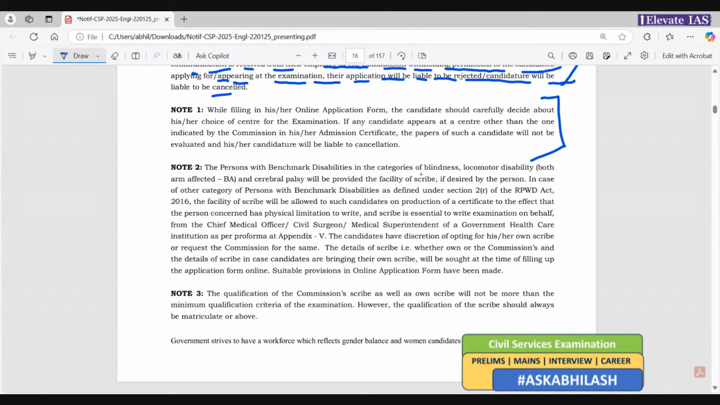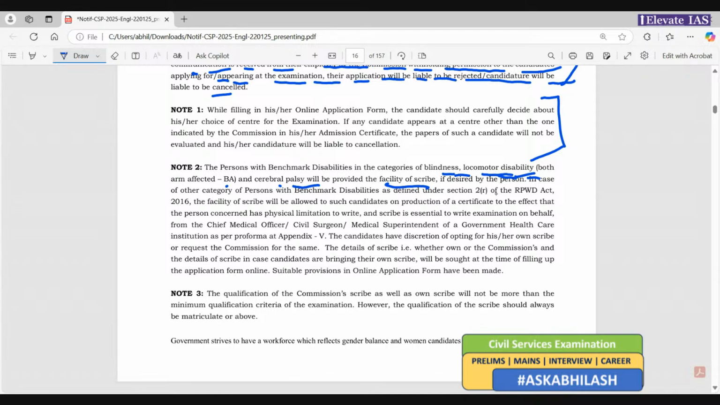Benchmark disabilities in categories of blindness, locomotor disability, both arms affected, and cerebral palsy will be provided with the facility of a scribe. The scribe facility will be given to candidates affected by blindness, locomotor disability, both arms affected, and cerebral palsy.